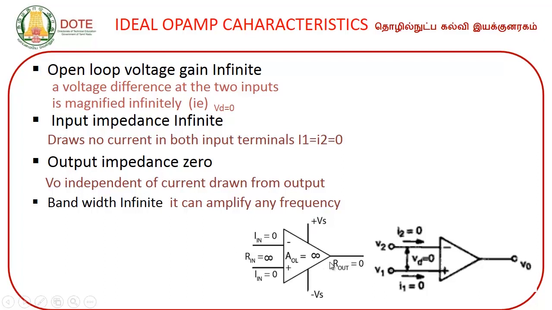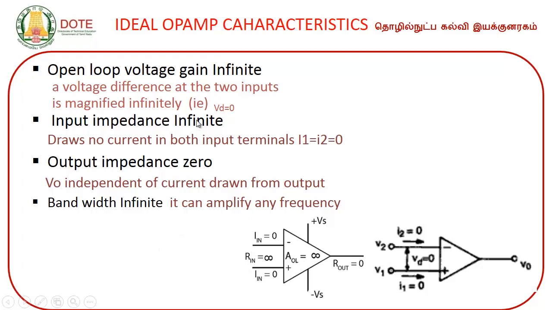Ideally the output impedance of an operational amplifier should be low. Ideally it should be 0. So when the output impedance is 0, Vo is independent of current drawn from the output. Then what about the bandwidth? What is meant by bandwidth? When you give an AC signal to this device, the frequency comes into the picture. Which frequency signals will it amplify? Any frequency signal. That is, bandwidth should be infinite. Any range of frequency signal the device should be able to amplify.